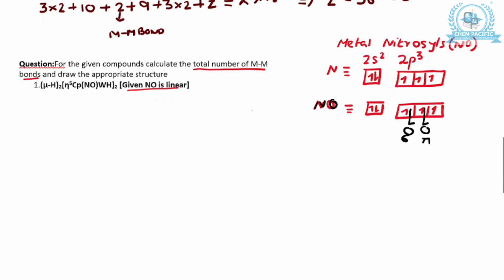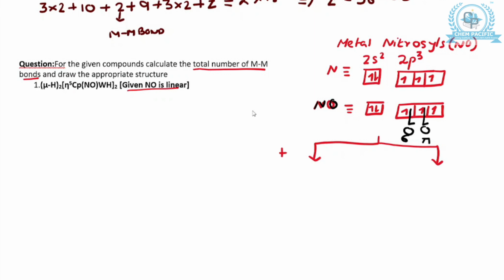So it can actually act in two different ways. It can either give out its one electron, or it can accept one electron. Agar ye one electron accept kar lega, to ye kya ho jayega? Completely filled orbital ho jayega, stable. Or it can also give out, to iske paas ek vacant orbital, that is also stable. So when it will give out, it can act as a sigma donor and pi acceptor ligand. So first of all, what can happen?